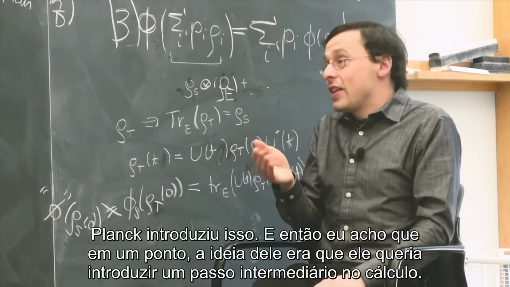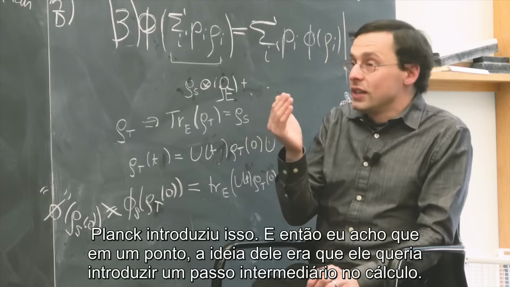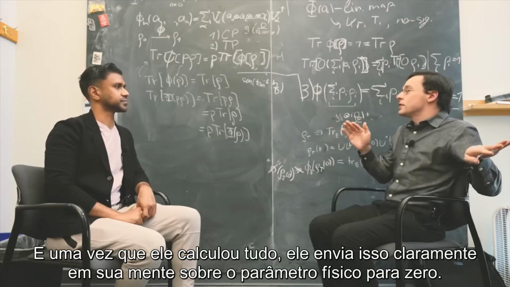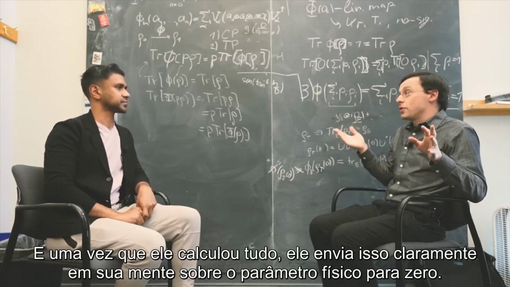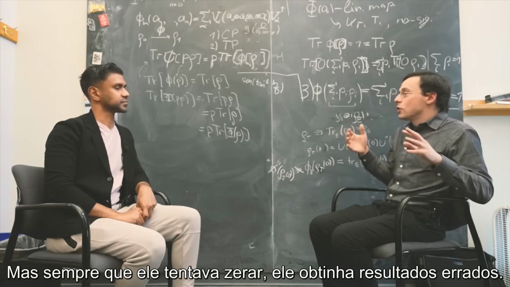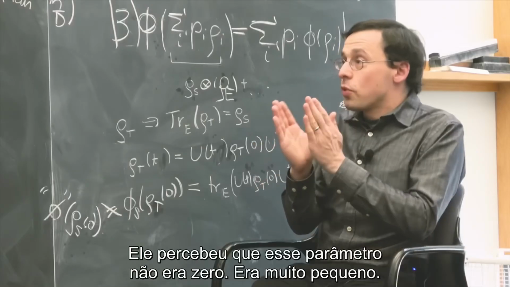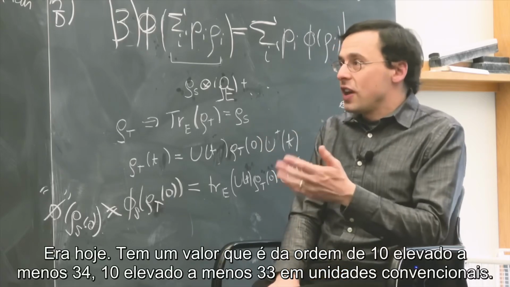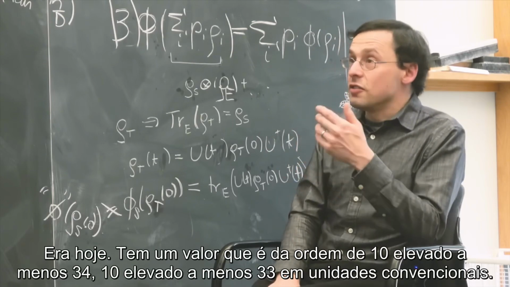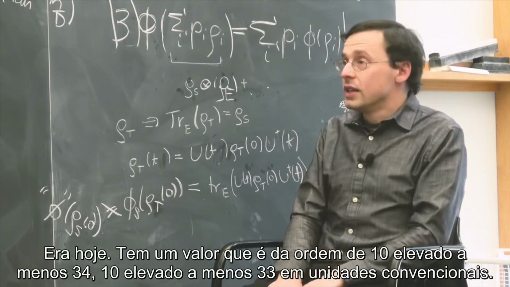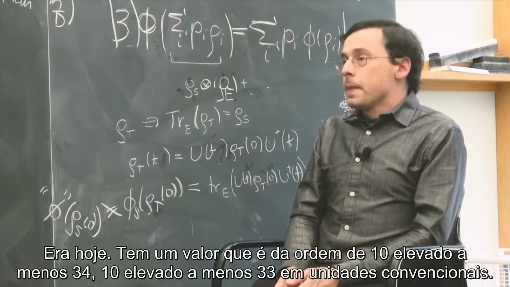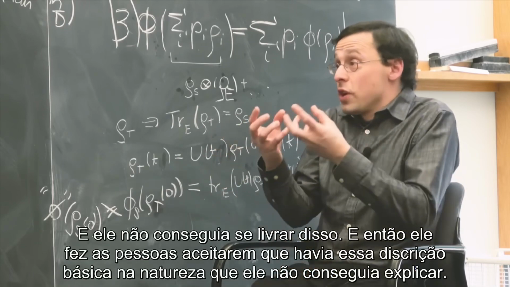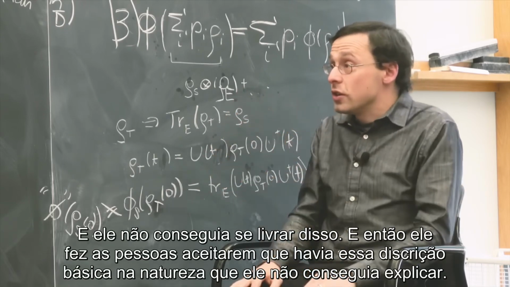Planck introduced it. And then I think at one point his idea was he wanted to introduce an intermediate step in the calculation. And once he'd calculated everything, send this clearly, in his mind, unphysical parameter to zero. But whenever he tried to send it to zero, he would get the wrong results. He realized this parameter was not zero. It was very small. Today, it has a value of order 10 to the negative 34, 10 to the negative 33 in conventional units. And he couldn't get rid of it. And so people had to accept that there was this basic discreteness in nature he couldn't explain.